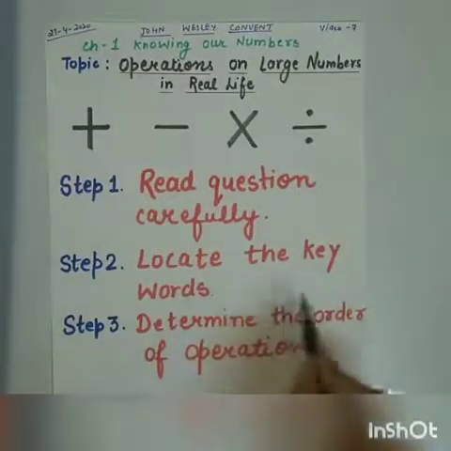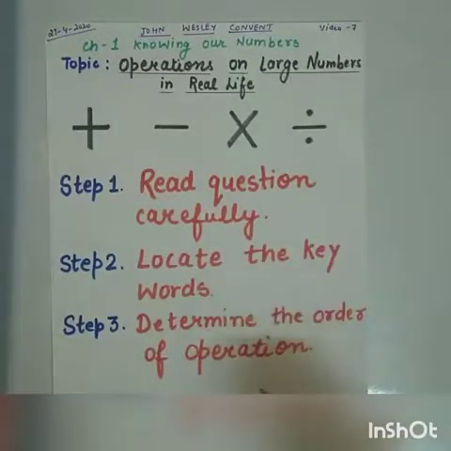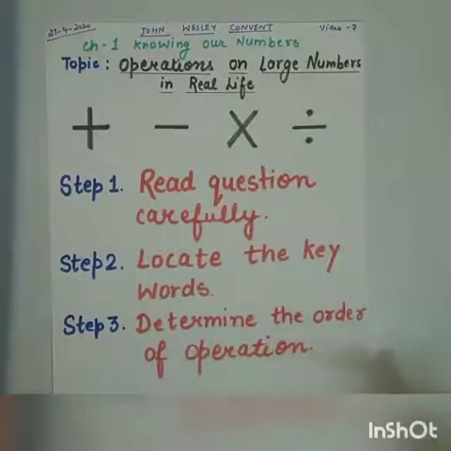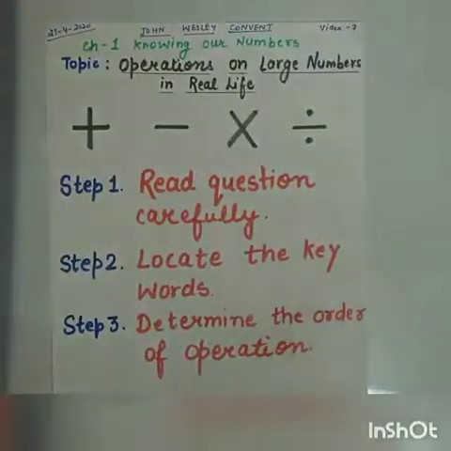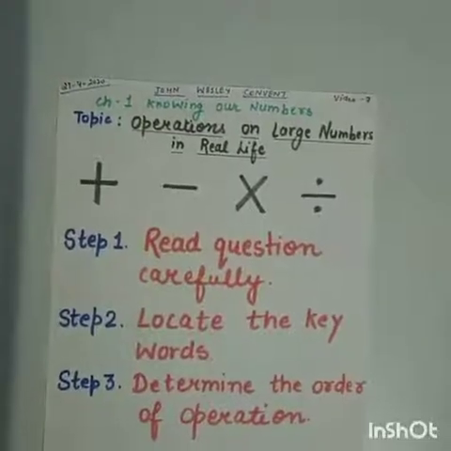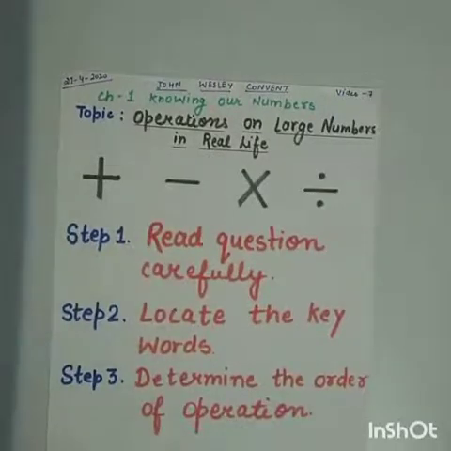The keywords can be increase or decrease according to the previous year, balance left in account after spending a particular amount of money, total amount collected, or how many bottles can be filled from a container, etc., which helps you in determining the order of operation. Let us take various examples to understand this concept.